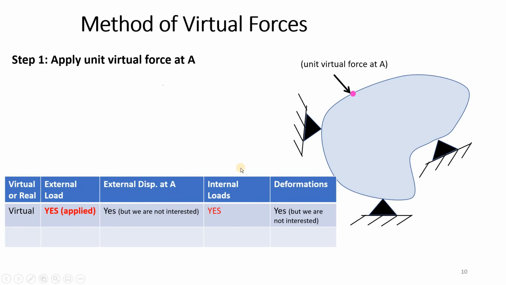So we have applied a virtual force at A, and this is an external load. We have applied it externally on this body at A. That means that we've just applied this external load. That's all I wanted to say. And then, of course, this will also produce some external displacement.